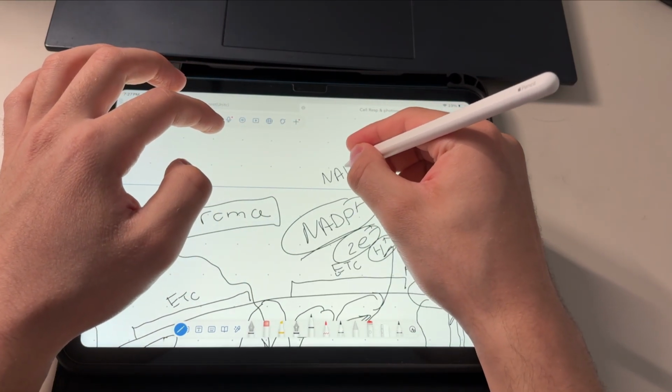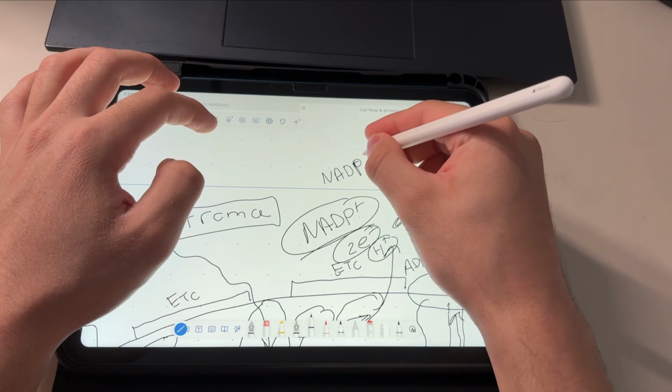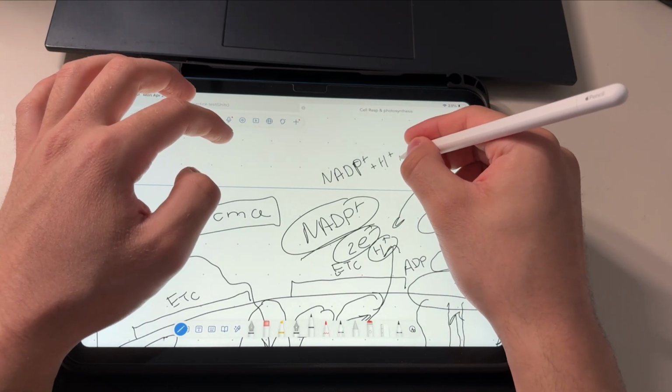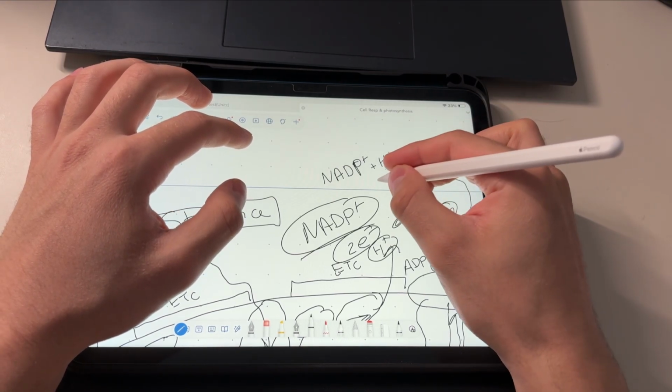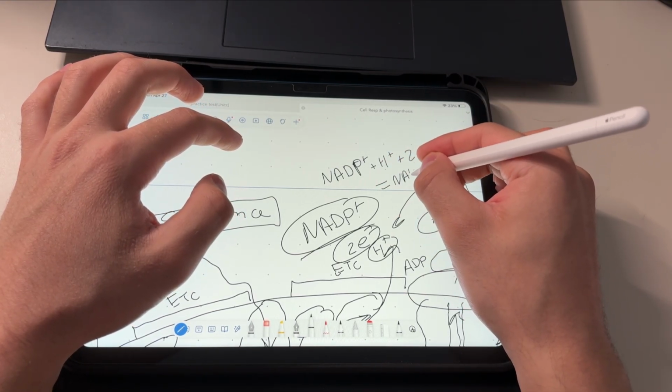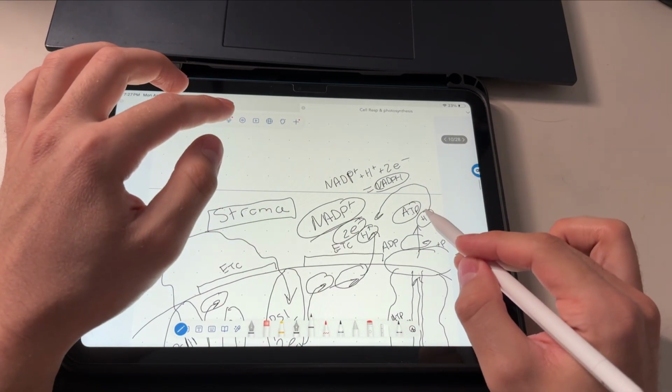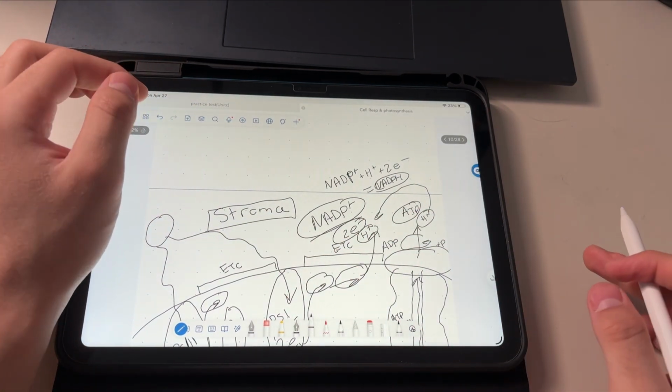So you have NADP plus, plus a hydrogen ion, plus 2 electrons. Okay, and now that makes NADPH inside the stroma. Okay, so we made ATP in the stroma now, and we made NADPH in the stroma.